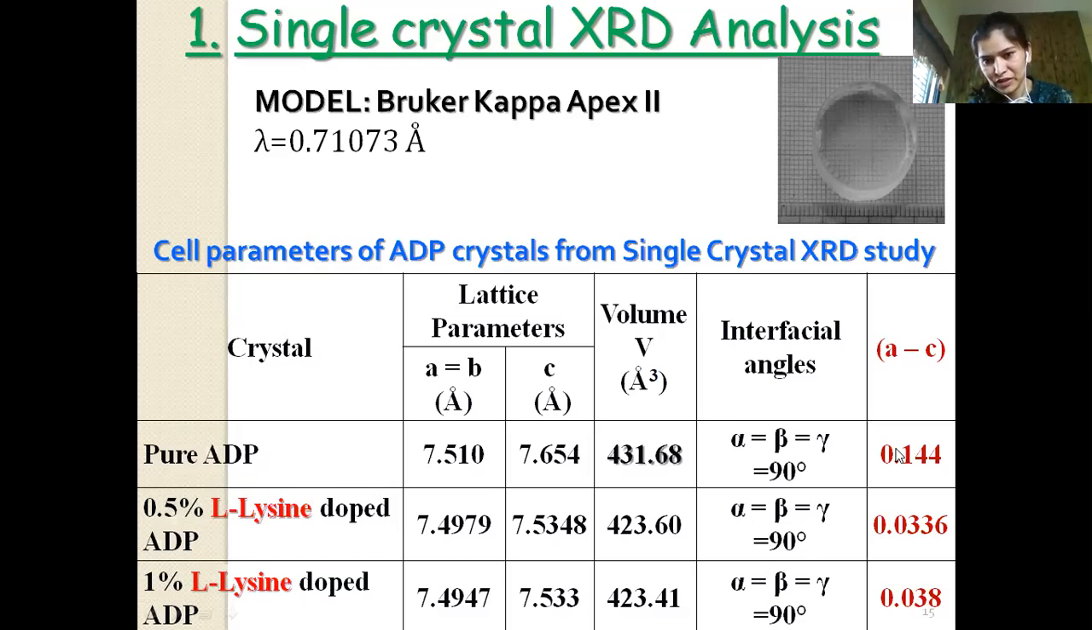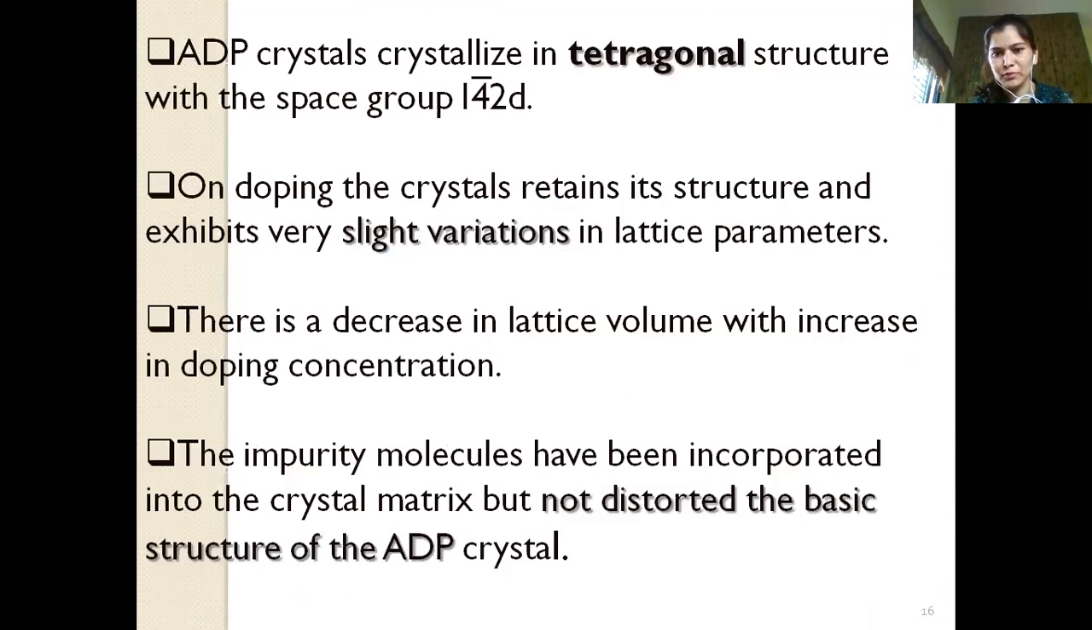I observed that this difference is decreasing as we increase the concentration of L-lysine. So we can say that due to doping of L-lysine, our tetragonal symmetry is shifting towards the cubical symmetry. But up to 1% lysine doping, it is tetragonal only. Hence, no change in structure is observed. If we increase the doping, there may be chances that it will change the symmetry.